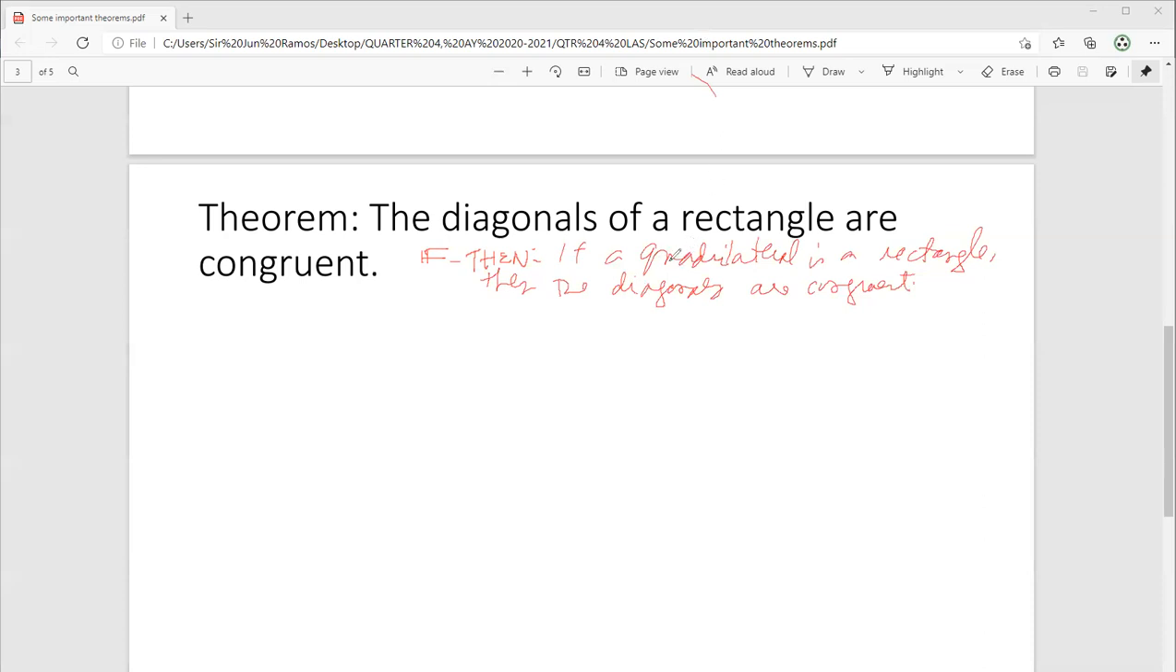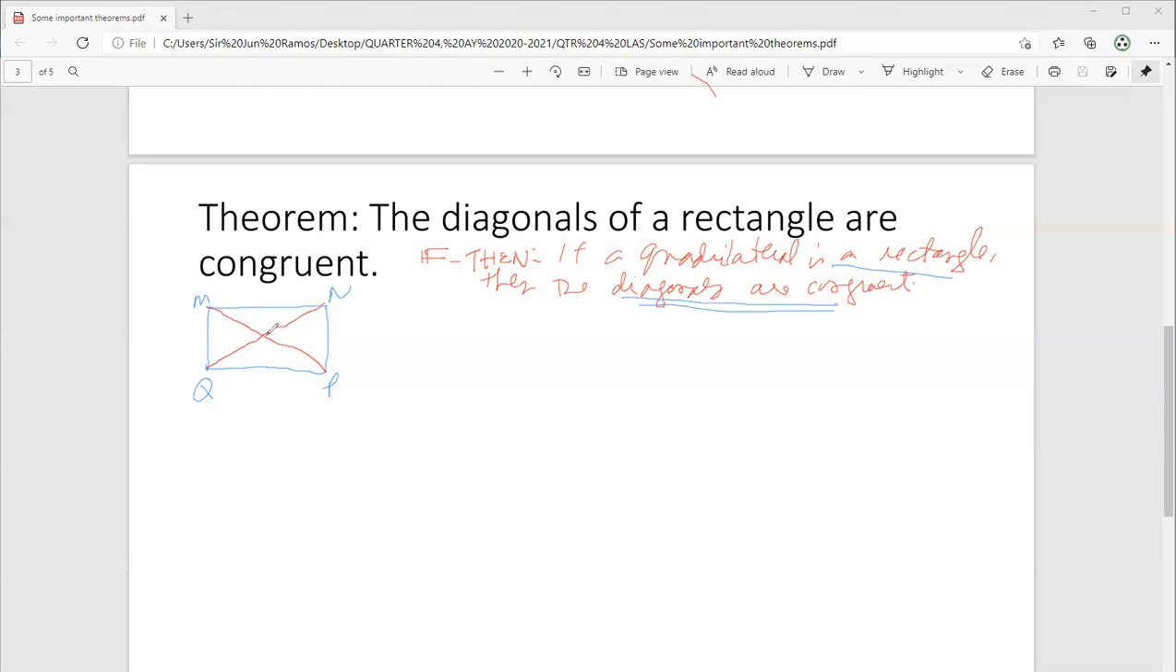Okay, from this form here, we can see that the given here is that we have a rectangle and we want to prove that the diagonals are congruent. So let's draw the rectangle here. Now, the definition of a rectangle is very important here because that's the only weapon that you will be using. So MNPQ is a rectangle with this diagonal here and this diagonal there.